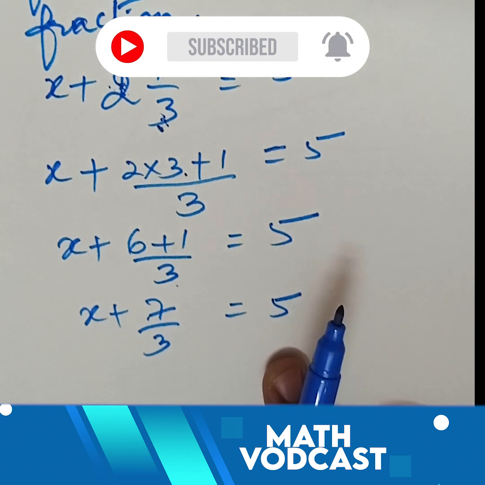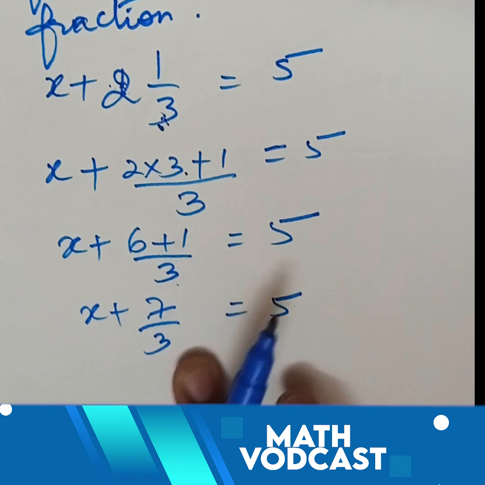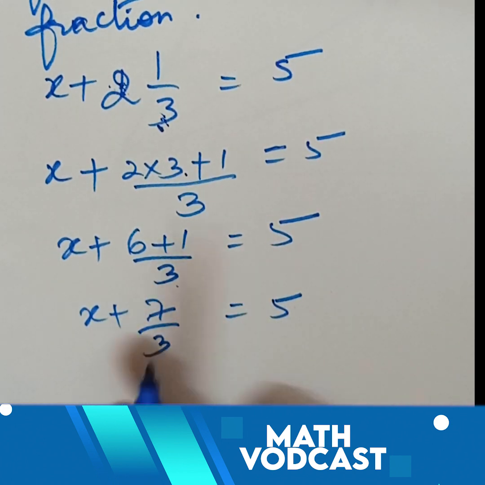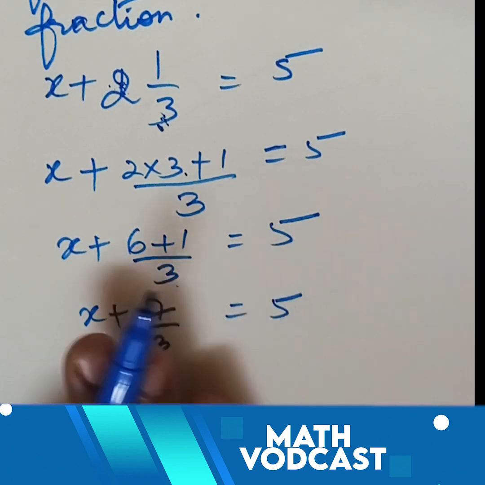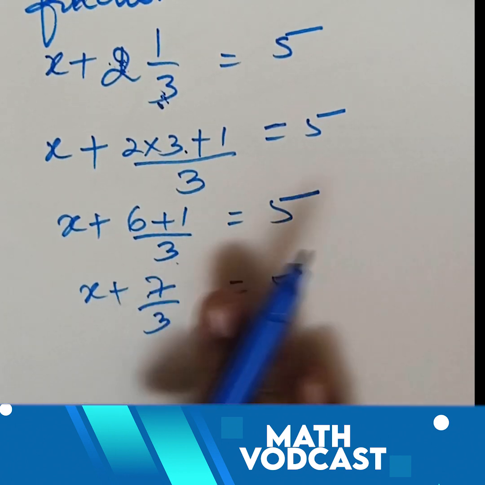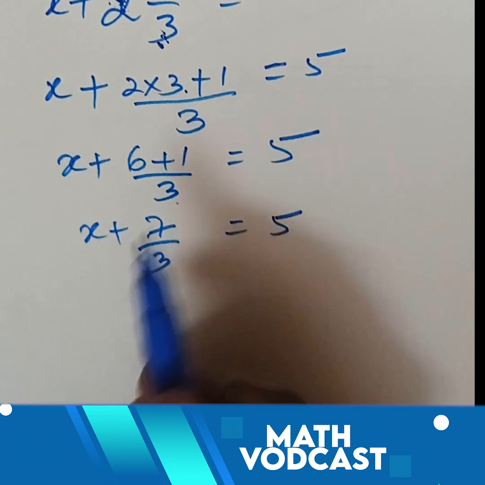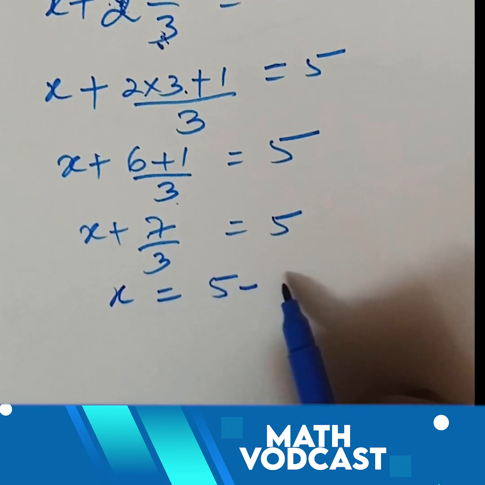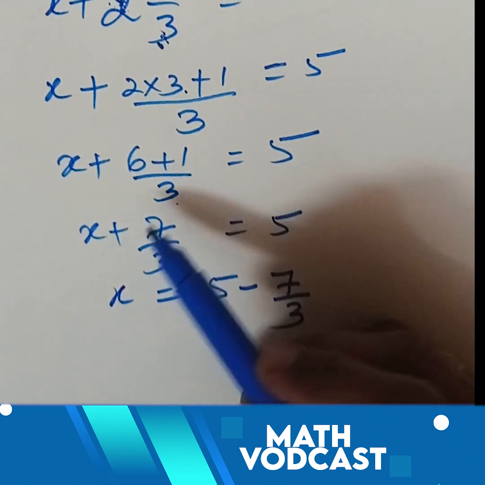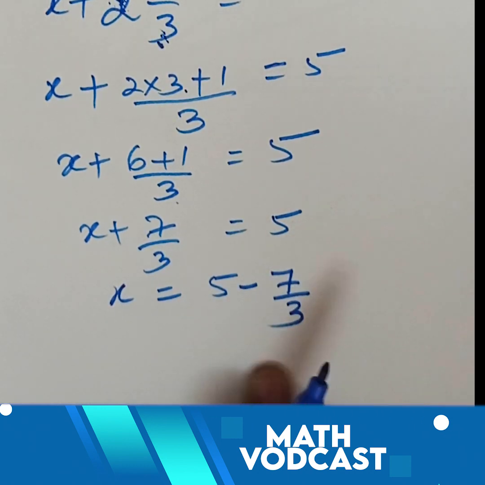Always remember, whenever we are solving this, I had told you that we can take this number to the other side. Always remember that we should keep the numbers together and x on one side. So what I'm doing is x is equal to 5 minus 7/3. Now how did plus 7/3 become minus 7/3?